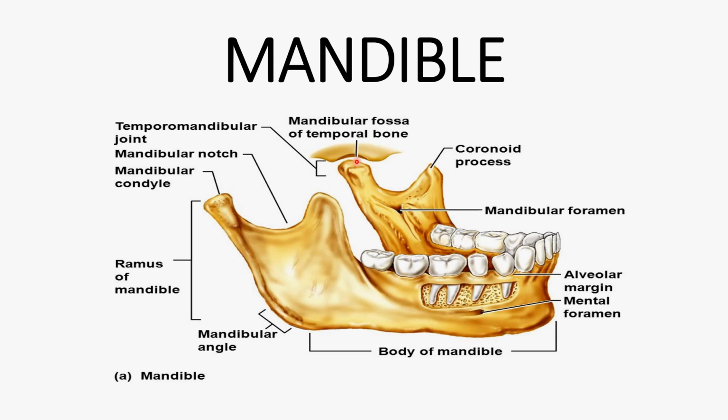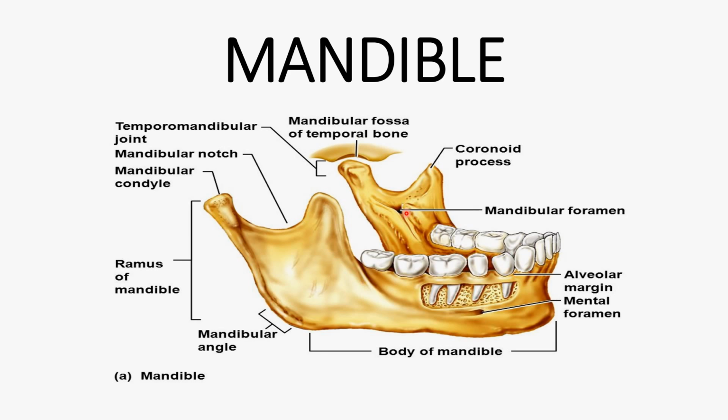The mandible is attached to the temporal bone at the mandibular fossa. The joint is called the temporomandibular joint, and the other end is called the coronoid process.